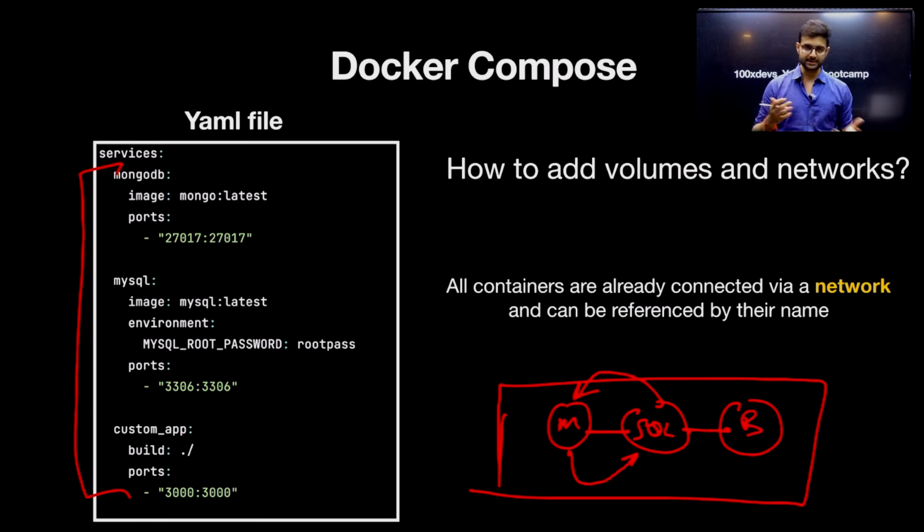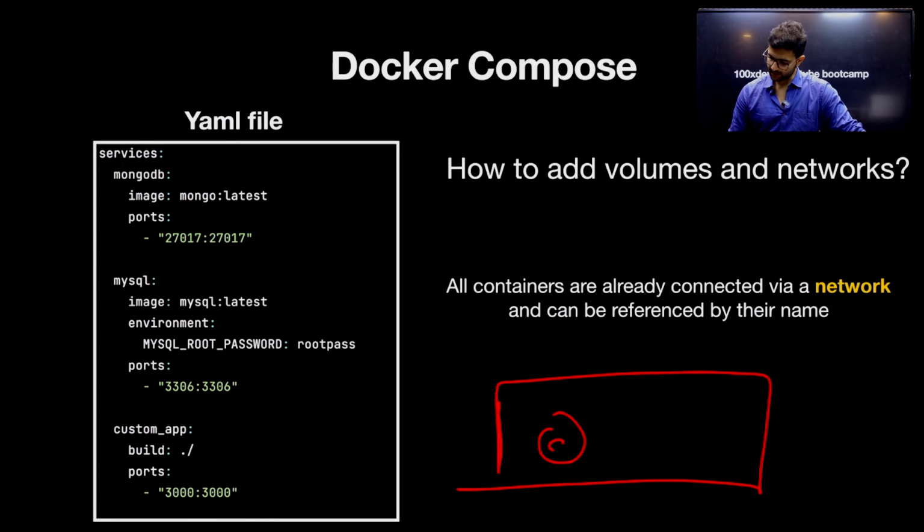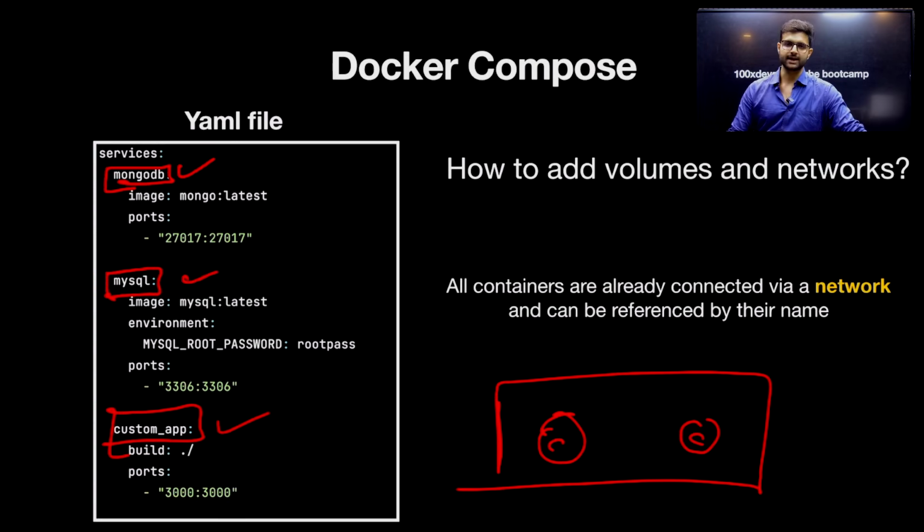And how can they access it? If you go back a few slides, how are we accessing the MongoDB database container from our backend container? Through its name, the --name argument that we gave when we were starting the container. Similarly here, you can reference from one container another container by using their names, and the names are these things right here. So the names of the 3 containers are MongoDB, MySQL, and custom app.